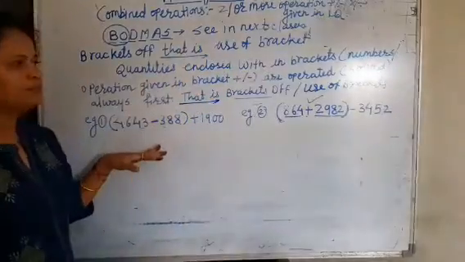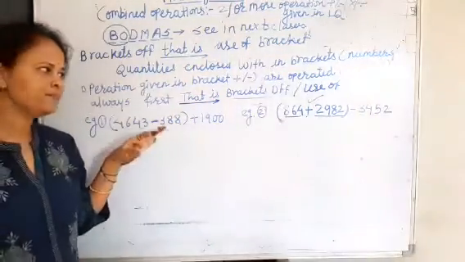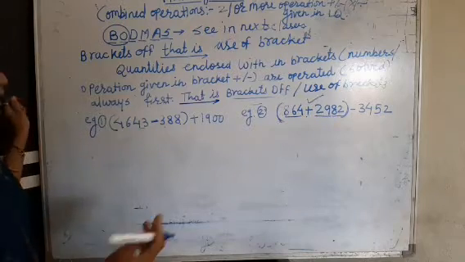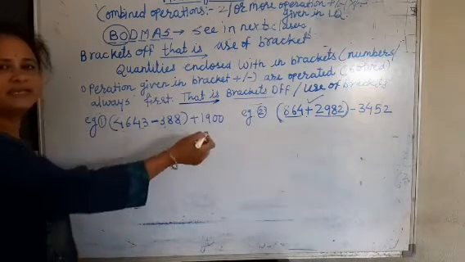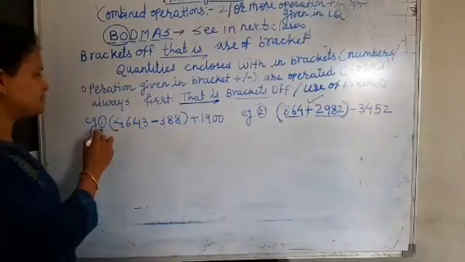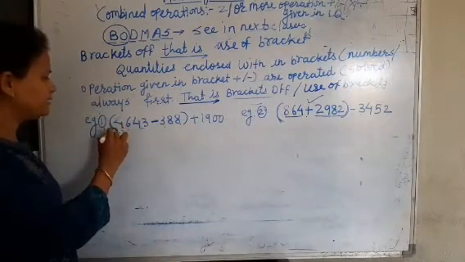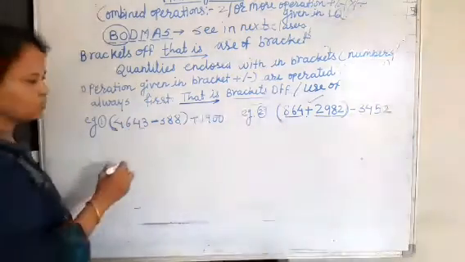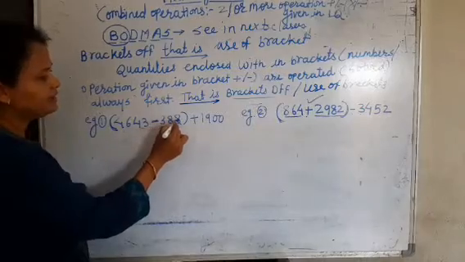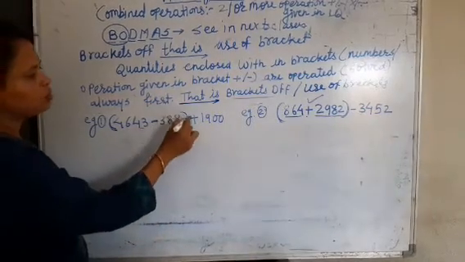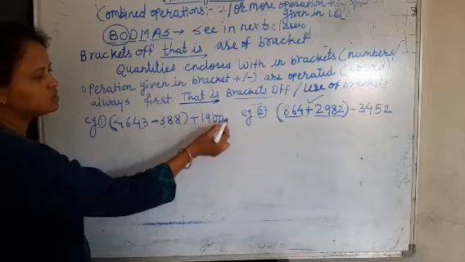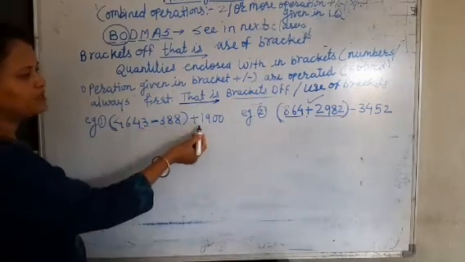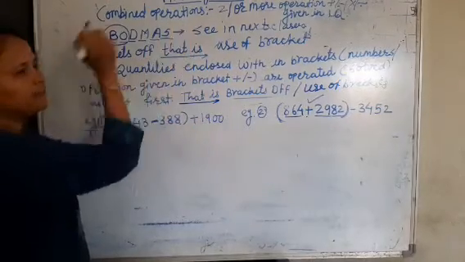When we solve examples, we will understand this rule properly. So let us start solving examples. Our first example is: in the bracket they have given us 4643 minus 388, and outside the bracket they have given us plus 1900. Here addition and subtraction both operations are there. That is called a combined operation.